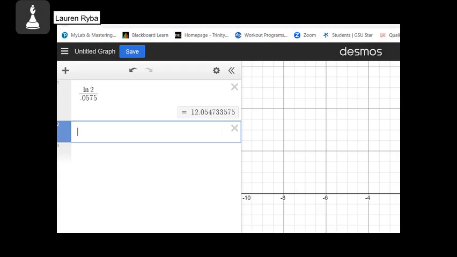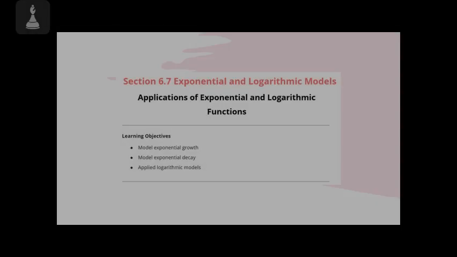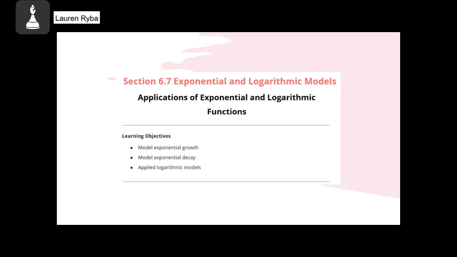This here is just a quick screenshot of my natural log 2 divided by 0.0575, how I got that 12.05, rounded to my 12 years. The last part of this section is going to look at some other exponential and log functions like growth and decay.